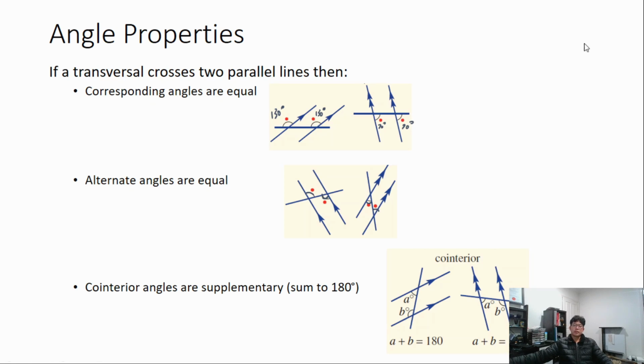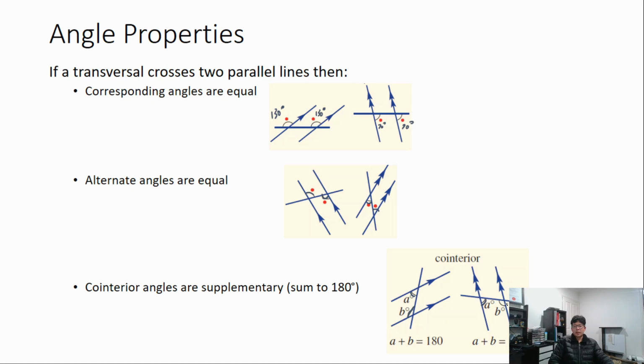And our last special type of angle is known as co-interior angles, as we saw on the slide before. And these are supplementary. That means they sum to 180 degrees. So you can see here the co-interior angles. Once again, they're on the same side of the transversal and inside the other two lines. If you add these two together, they'll be 180 degrees.